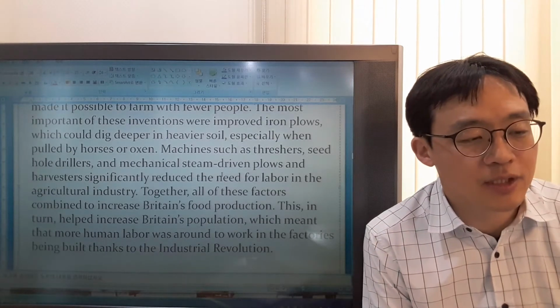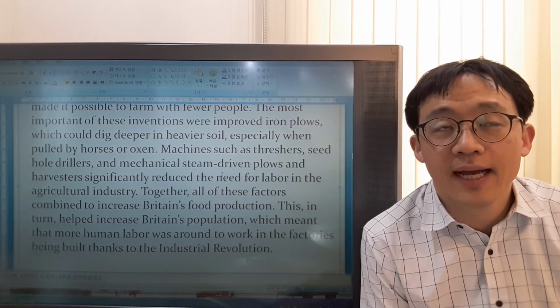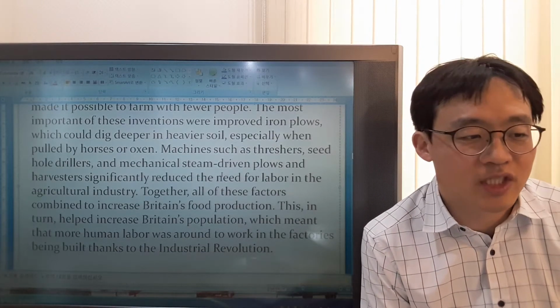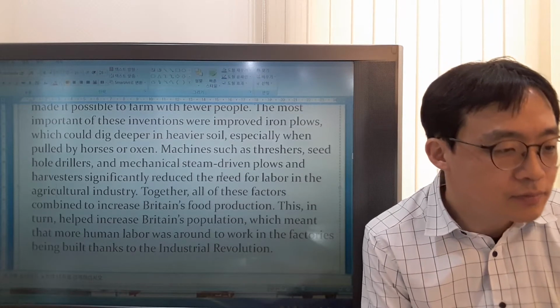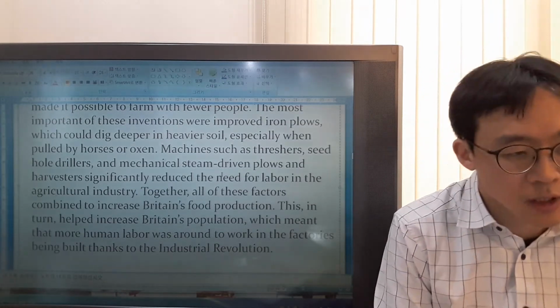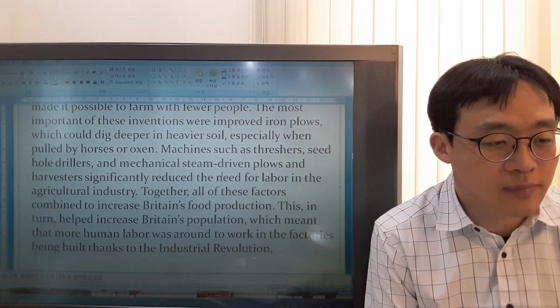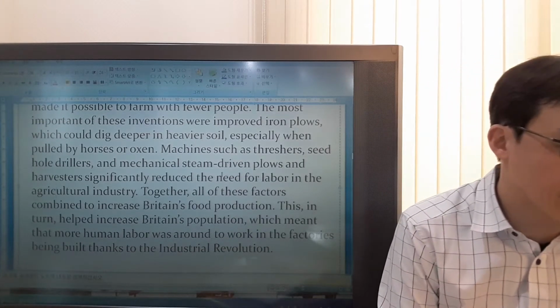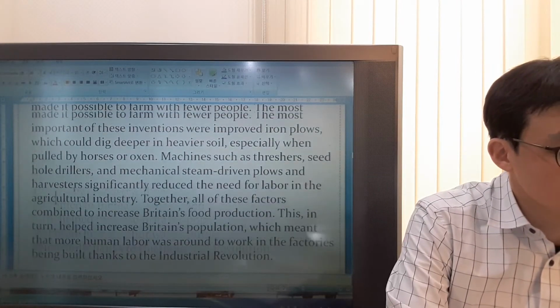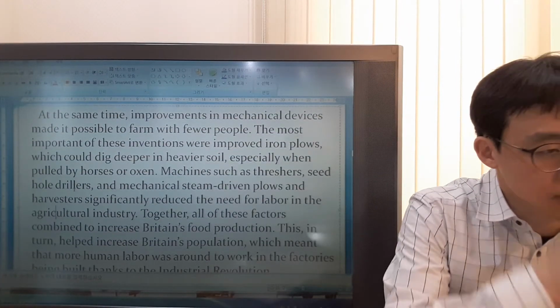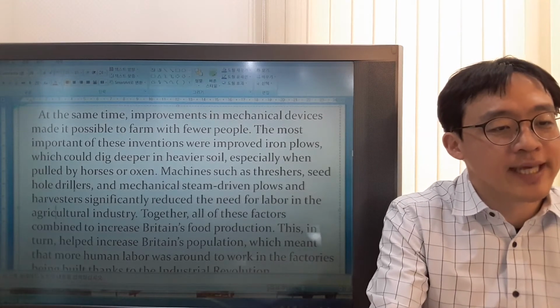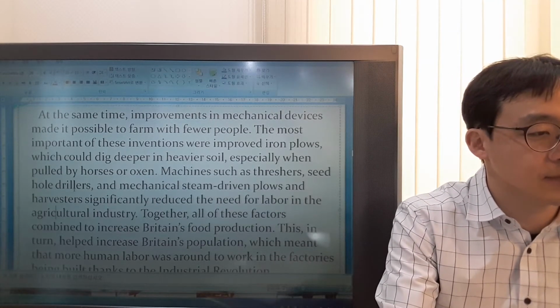In turn means as a result of a series of events, all right? More labor was around. What does around mean? They were there, present, okay? So what is this part about? The improvements in mechanical devices, right?